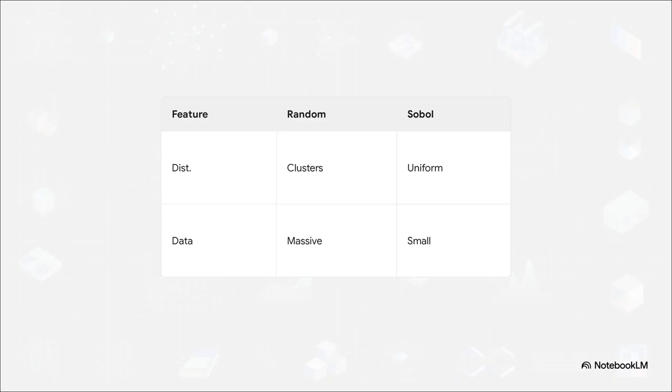So instead, the researchers used something called solvable sequence sampling. It's a quasi-random method designed to spread points out as uniformly as humanly possible over a multidimensional space, actively dodging those clusters and gaps. It's ridiculously efficient, even when you only have a small amount of data to work with.